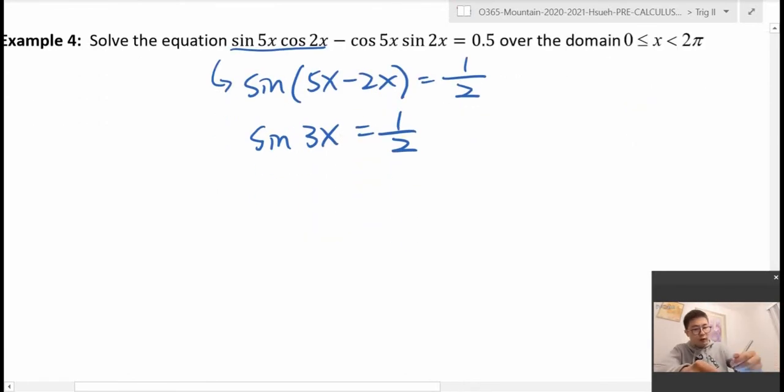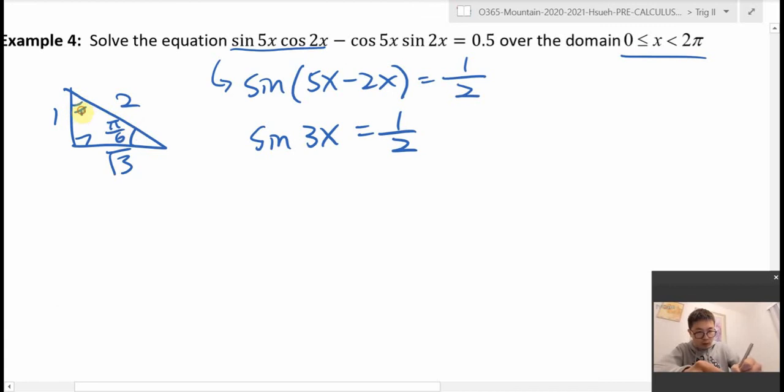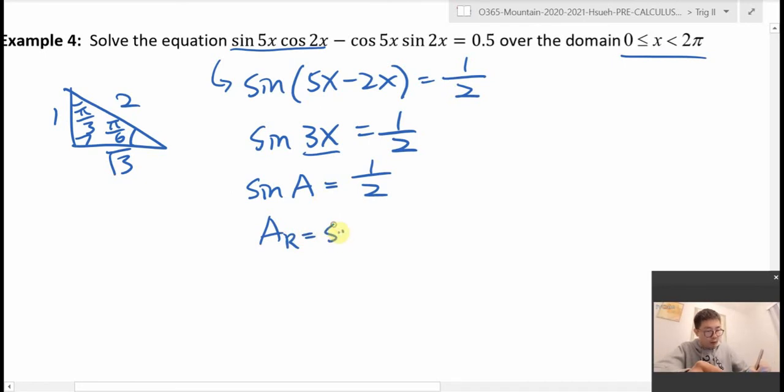So again, right away, I see 1/2. I know it's going to be a special triangle, so I'm going to draw my special triangle right here. Again, it's going to be 1, 2, root 3. I'm working in radian mode, so this is going to be pi over 6. This is pi over 3. Now it's not just sine x, it's sine 3x. So I think this is a review of 9.2. We would replace 3x with A. We can find the reference angle AR, and that would be inverse sine of 1/2, which is in this case pi over 6. Right? That's the reference angle.